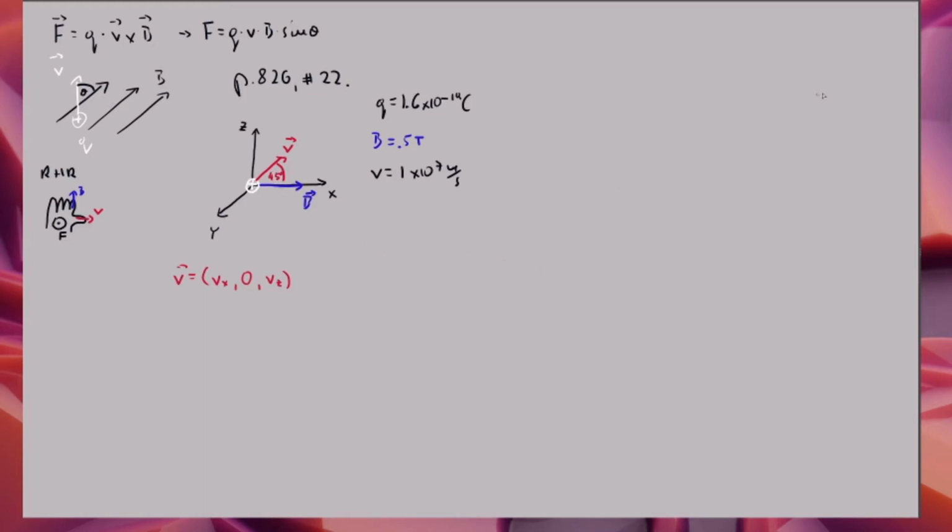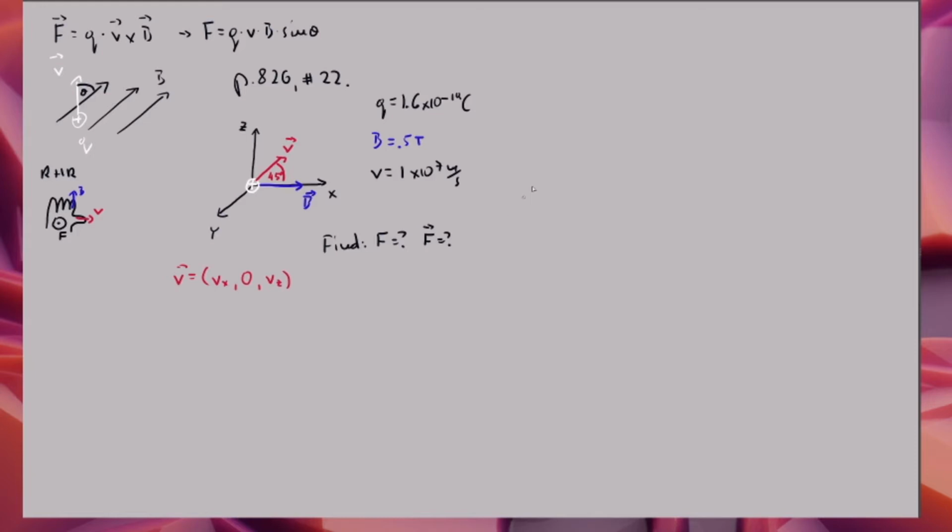All right, so this is the problem, and the question is, of course, what is the magnetic force? We need to figure out both the direction and the magnitude. So find the magnitude of the force and find its direction. I'm going to state it in vector form.